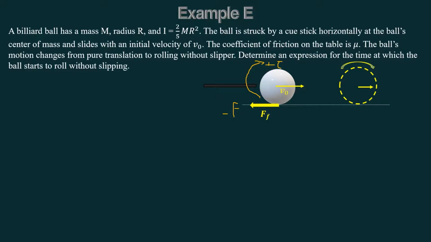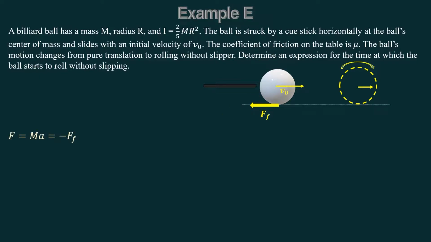And we'll go ahead and do, again, F equals ma and torque equals I alpha. What we're trying to find is the time that it's going to be in this transition phase. That transition phase is when it's rolling and slipping. We want to find out how long it takes to roll without slipping. So we're going to do F equals ma, torque equals I alpha. We'll start with F equals ma.